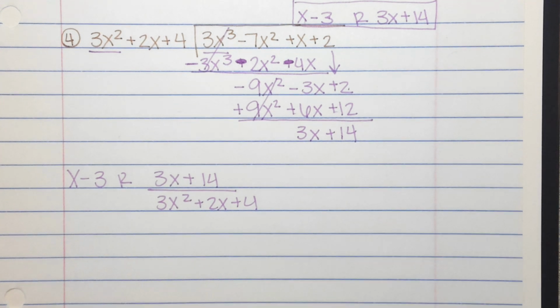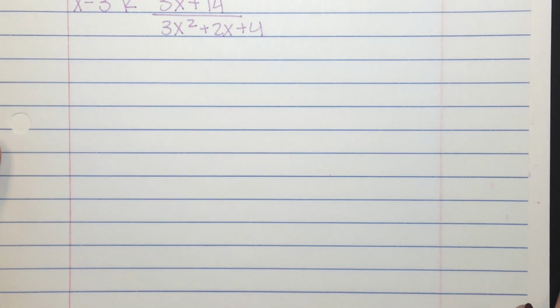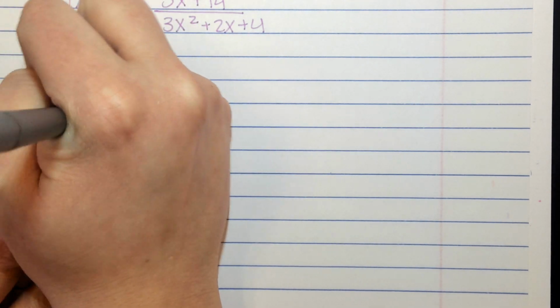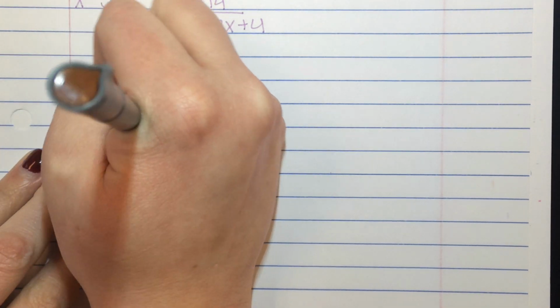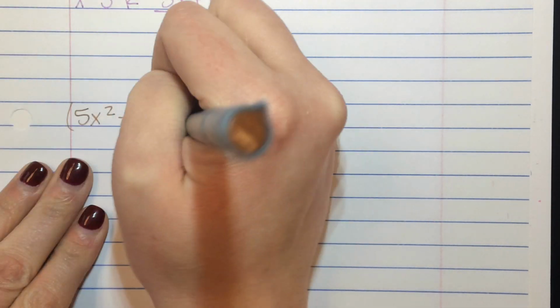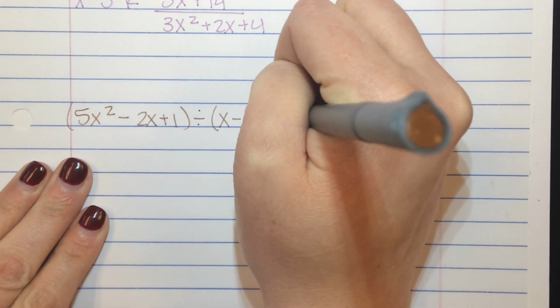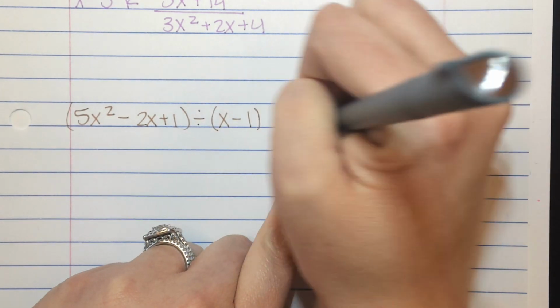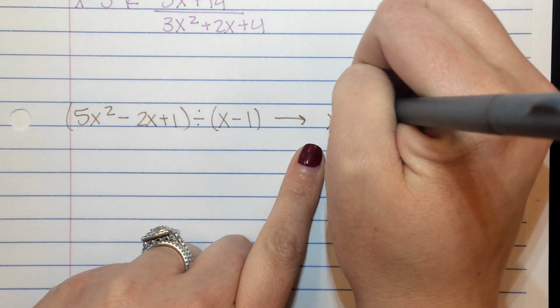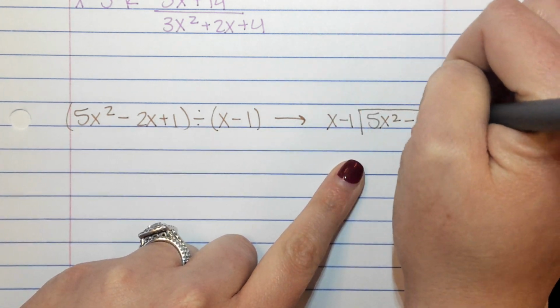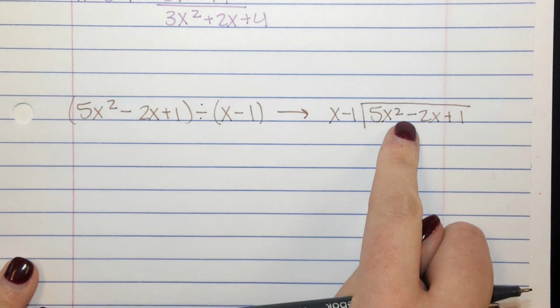Okay, now the last thing that I want us to look at before I let you go is just how to set up your problems. Okay, so if you're given a problem that says 5x squared minus 2x plus 1 divided by x minus 1, then for long division, you're going to write it like this. X minus 1 on the outside, and then 5x squared minus 2x plus 1 that way, okay?